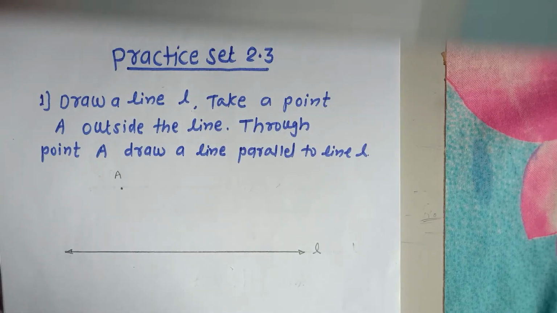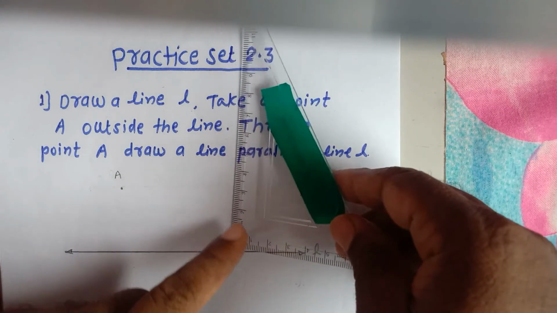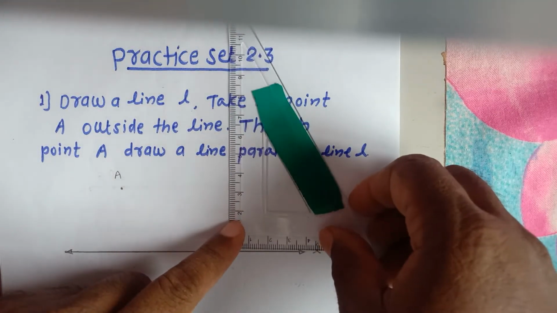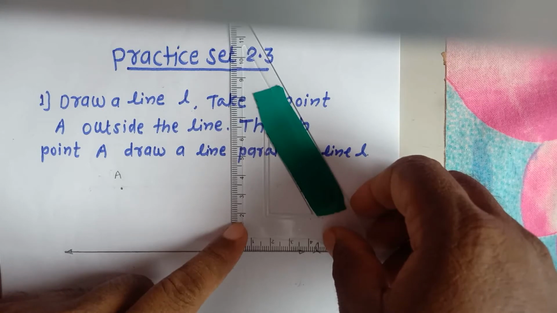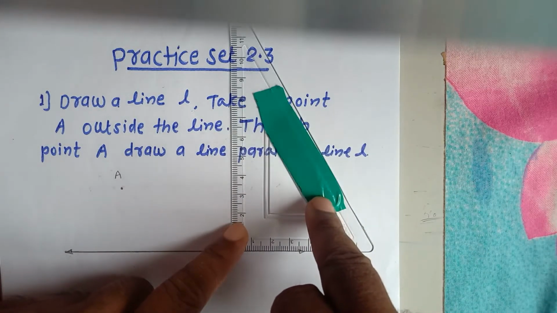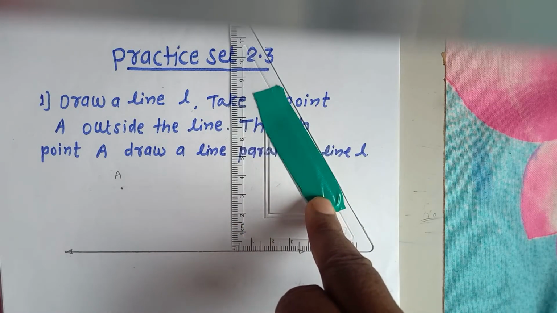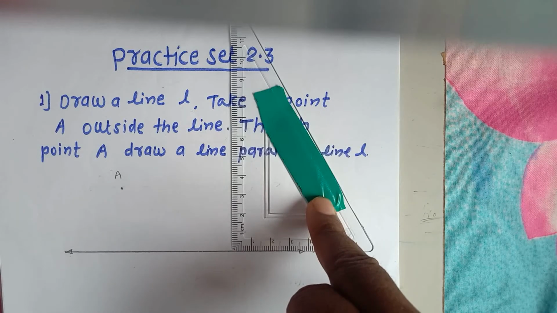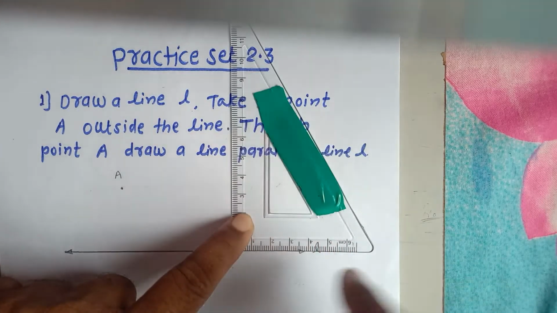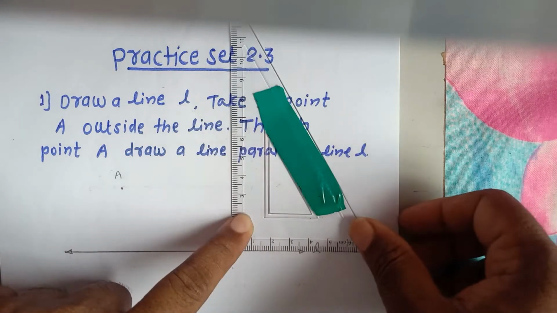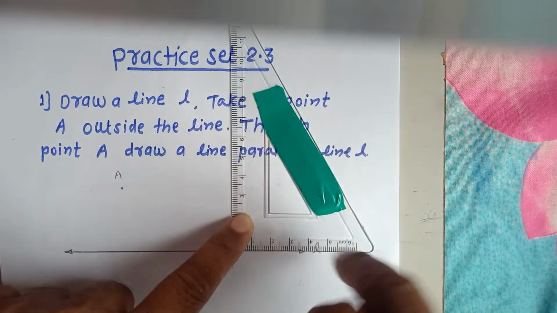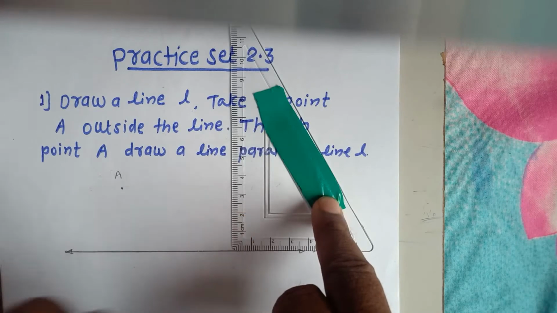Now take a set square containing a right angle, that is a set square of 45 degree, 90 degree. Place one side of a set square, that is the smaller side of this set square, matching line L as shown by me.